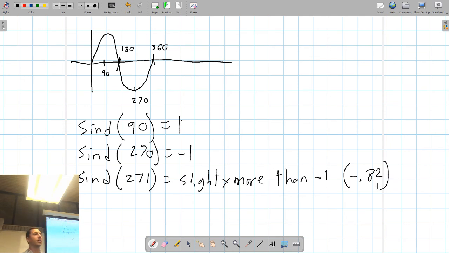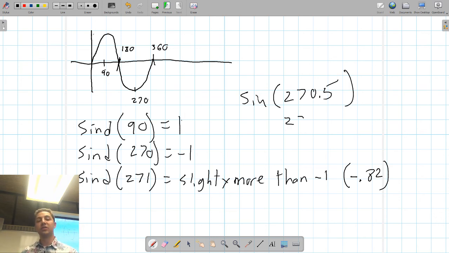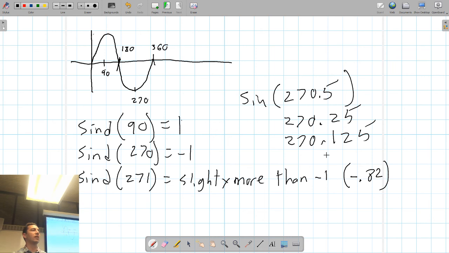What I'm trying to illustrate here is that we have a continuous range. I could have asked, what is the sine of 270.5? And in fact, I could have then continued getting closer and closer to 270. 270.25, 270.125. How close can I get to 270? As close as you feel like writing it out.